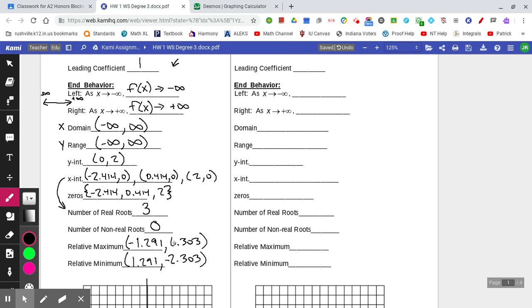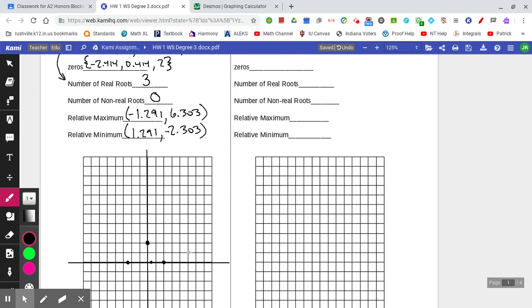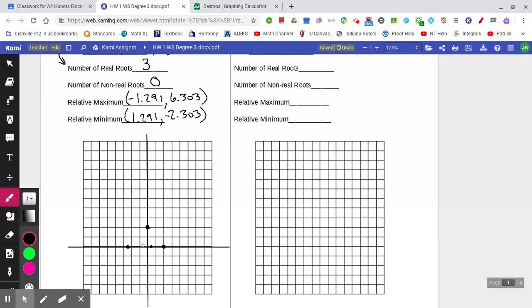I also need to make sure to include relative maximums and relative minimums. So at negative 1.291 and then up just past 6, I'm going to plot a point. And then at positive 1.291 and then down at negative 2.3. Okay, so the only thing left to do now is to plot some points in between.